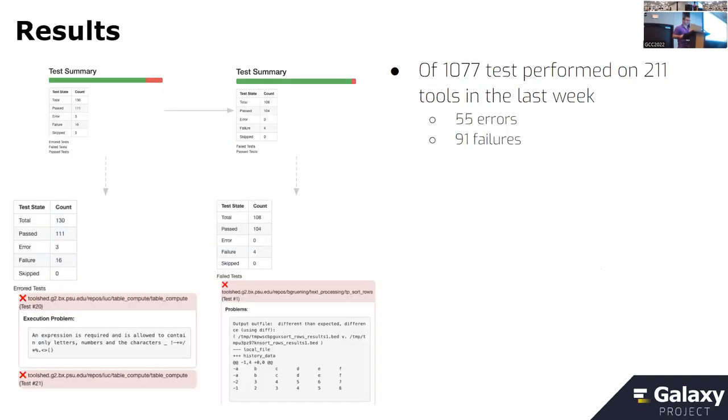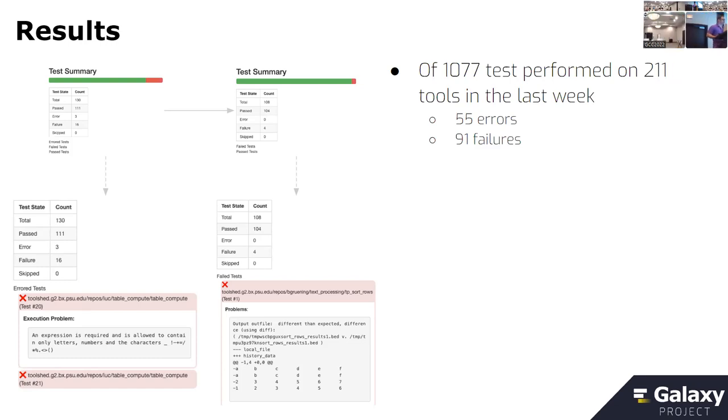So currently this test is being performed on 211 tools with 1,077 tests running every week. In the last week, 55 of them have been erroring and 91 of them have failed for various reasons. Some of them for a lack of test data that is required for it, so reference data. This is normally available outside of these containers that would be deployed on a Galaxy instance, but is not available here. So that's one reason. It could be an actual issue with a tool that we need to follow up on.